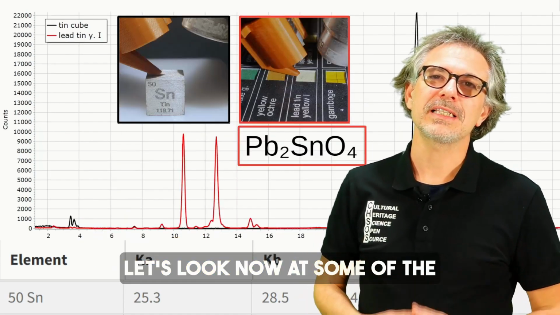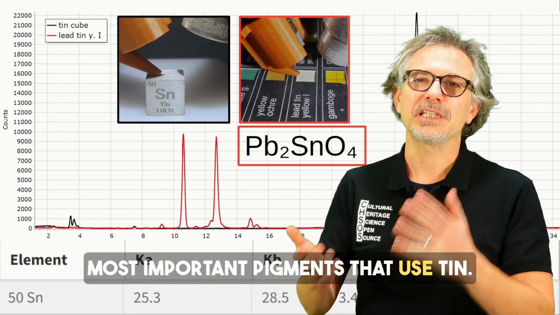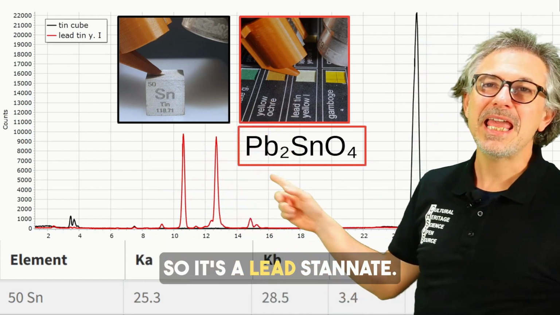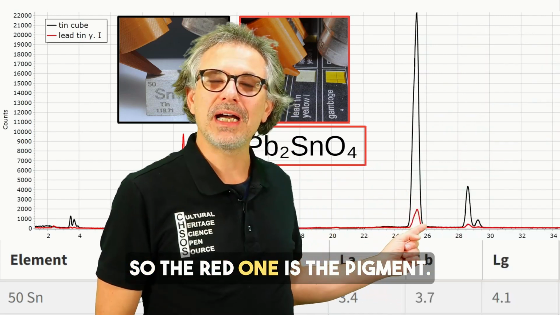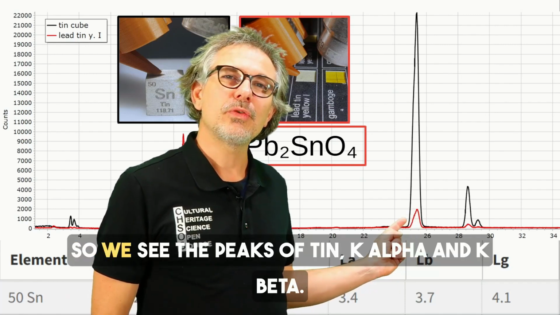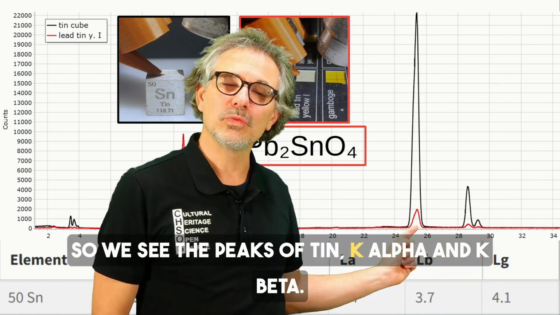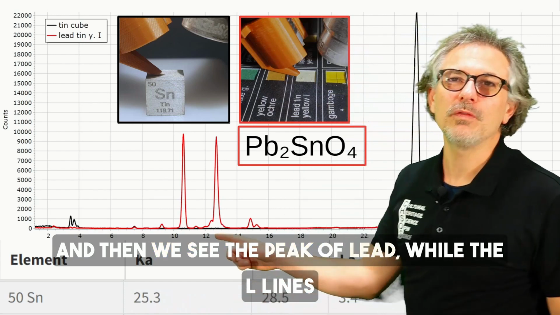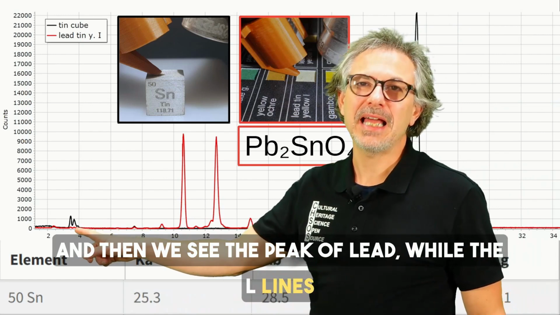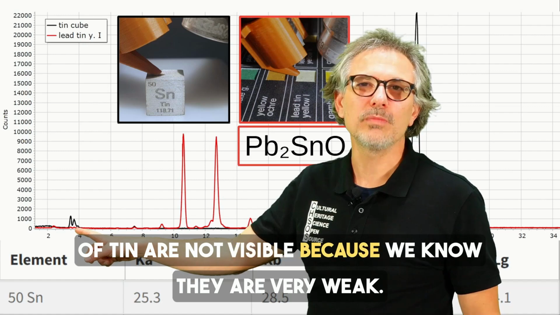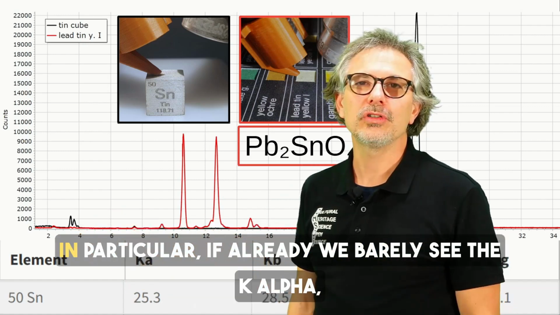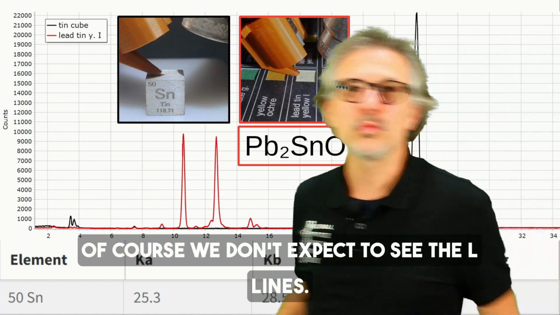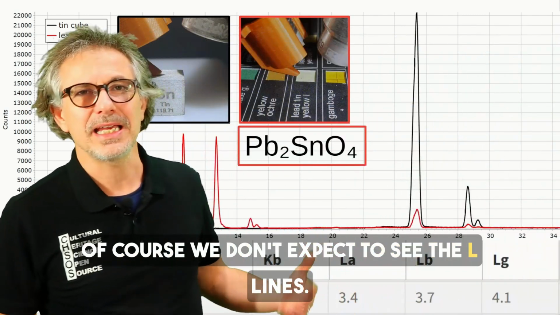Let's look now at some of the most important pigments that use tin. Definitely we start with the lead tin yellow, a lead stannate, so the red one is the pigment. So we see the peaks of tin, K alpha and K beta, and then we see the peak of lead, while the L lines of tin are not visible because we know they are very weak. In particular, if we already barely see the K alpha, of course we don't expect to see the L lines.